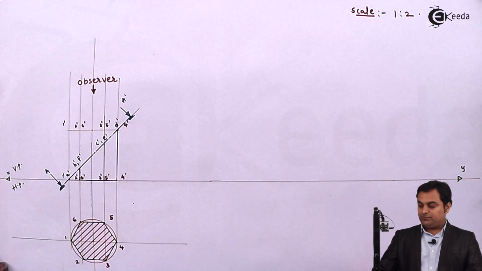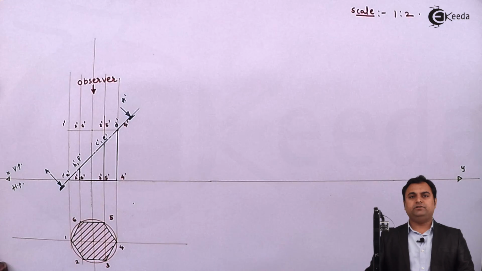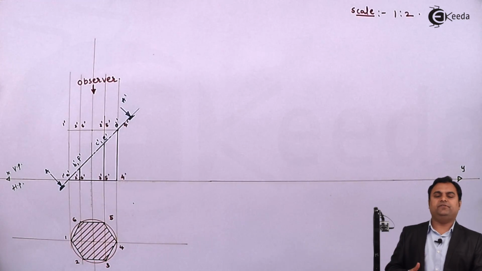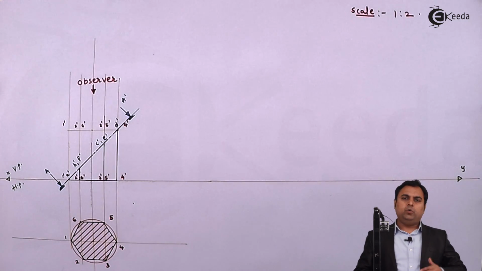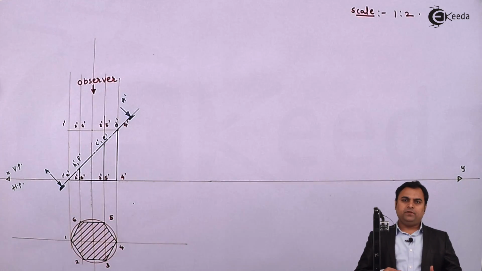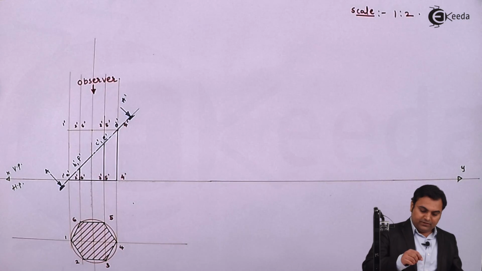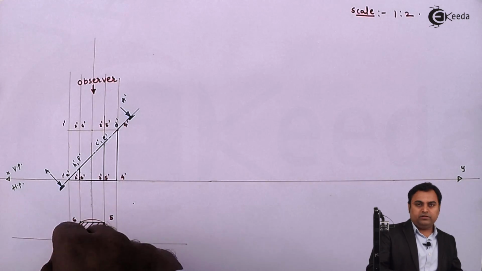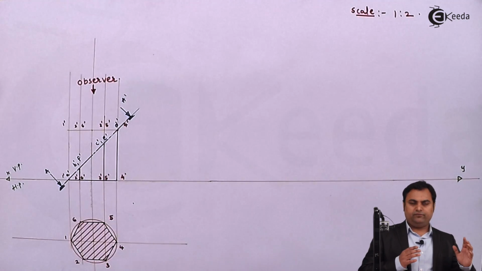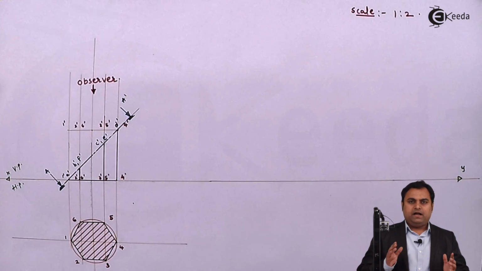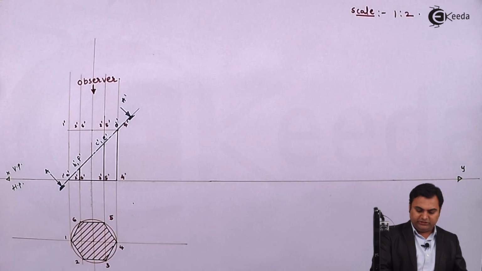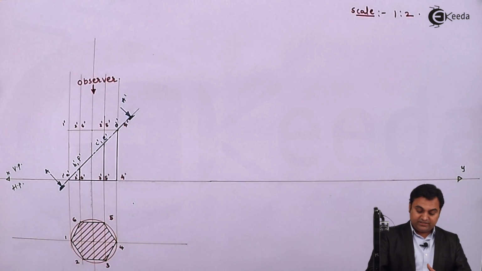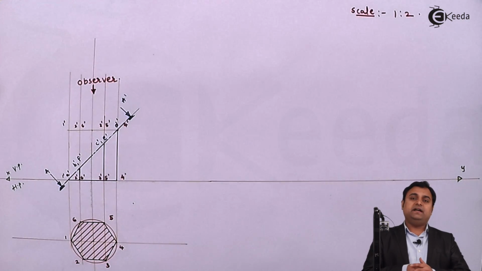Now after marking these points, we have to draw the development of this cut hexagonal prism. So what is that development? See, for development, we have to open this solid. And opening means I will start opening from the extreme left corner, that is point 1. So when I will be opening this, as we see here, there is a hexagonal prism, so it has 6 edges.